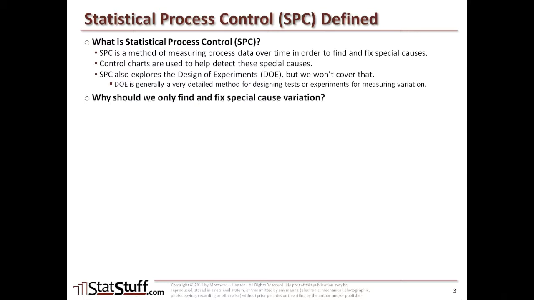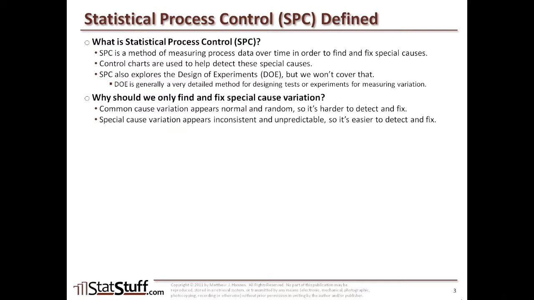So why should we only find and fix special cause variation? Well, common cause variation, again, that occurs naturally and normally and randomly within a process, is going to be a lot harder for us to find and to fix. But special cause variation actually appears more inconsistent, and it's a lot less predictable. So in that way, when it stands out, it's a lot easier for us to detect and fix.